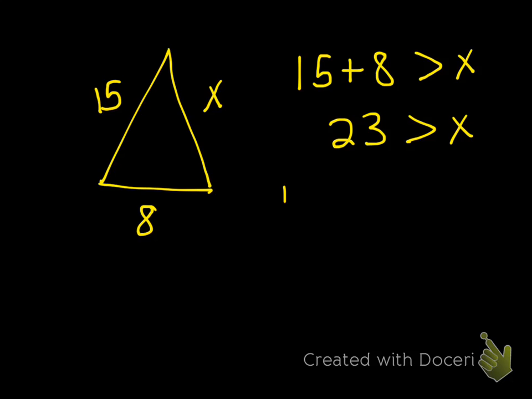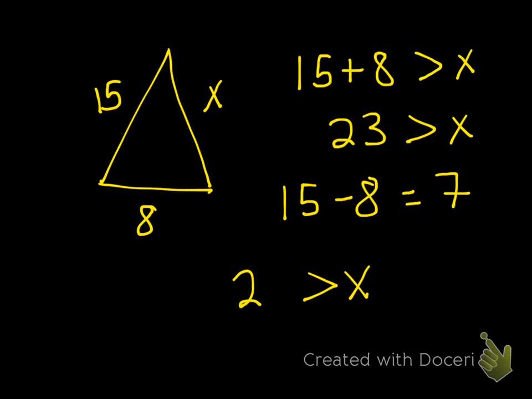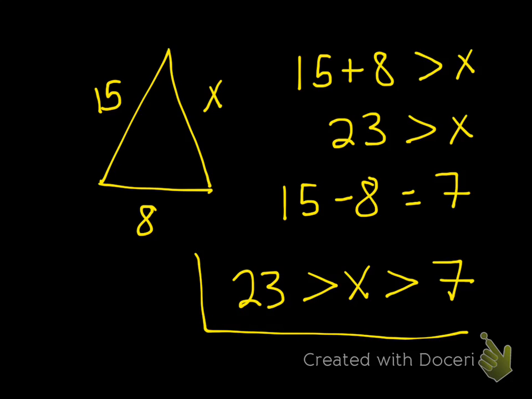And then you're going to take them and subtract. 15 minus 8 equals 7. So that means that x has to be less than 23 but greater than 7. So this is your range of numbers, because if it's not less than 23, it's not going to make a triangle, and if it's not greater than 7, it's not going to make a triangle either. And remember, there's no equal sign there, so it cannot equal 23 and it cannot equal 7.